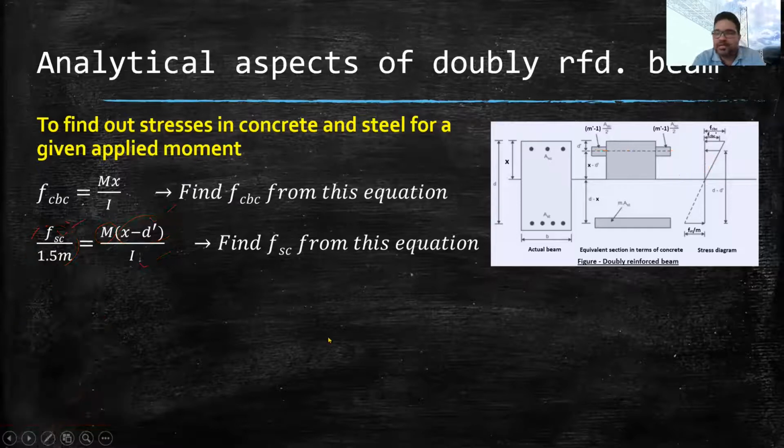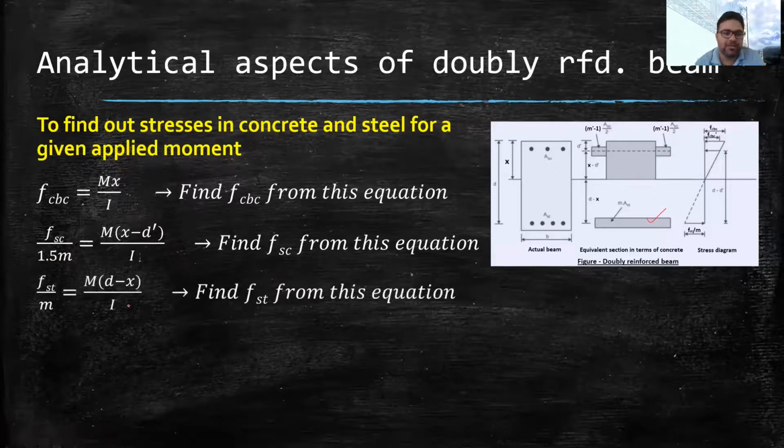Also, we may be asked to find out the actual stress in the tension steel, which is fst. The fst value can also be calculated by using the same equation. This time it is fst by m, which is the equivalent stress in the equivalent area of concrete in the tension zone. So using this relation, we can again find out the value of fst.